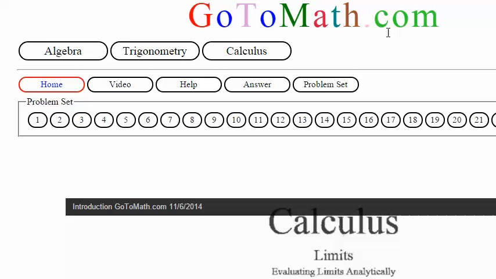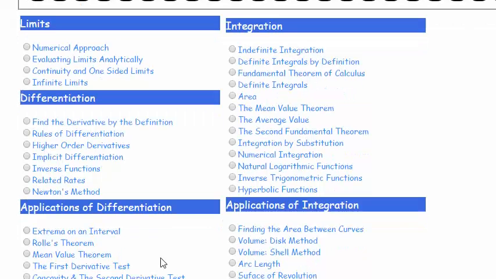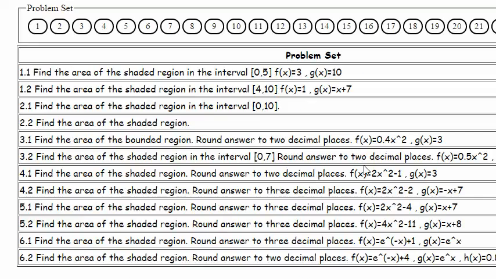We're going to go to math.com, click on the calculus. Let's go down to finding the area between curves, or maybe there's probably more than one function involved. More than one curve. What are we doing here? I'm trying to remember.